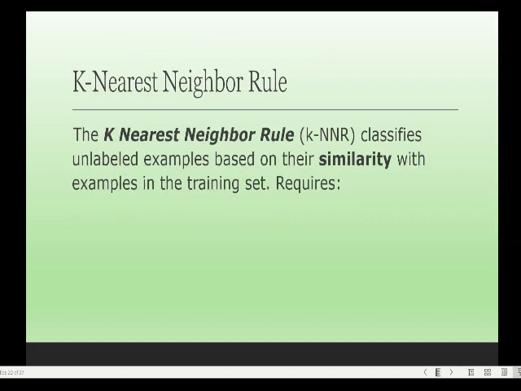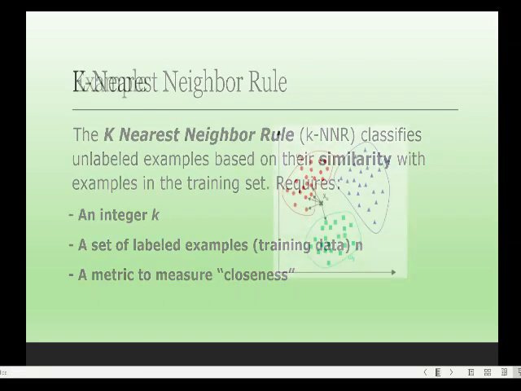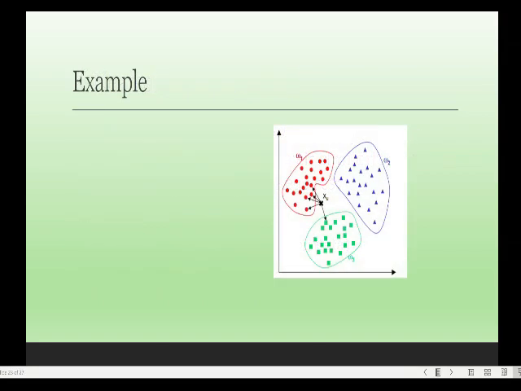So let's talk a little bit about the k-nearest neighbor rule. Basically, the KNN classifies unlabeled examples based upon their similarity with examples in the training set. There are some requirements. It requires some integer k. It requires a set of labeled examples and a metric to measure the closeness. And the metric has to be consistent and has to be repeatable. Let's take a look at an example.